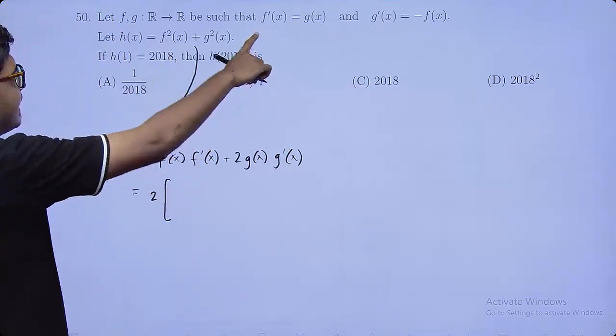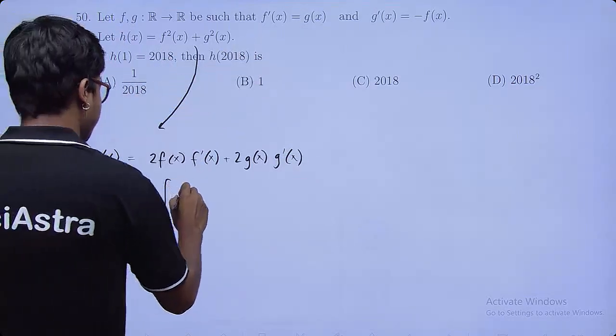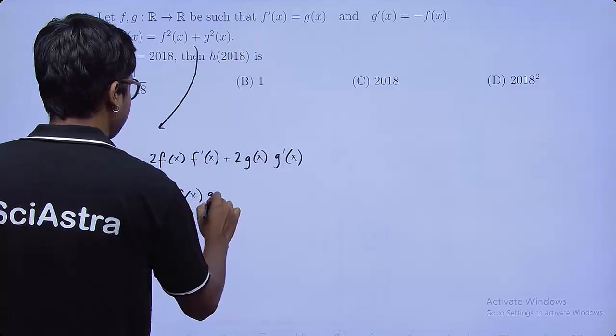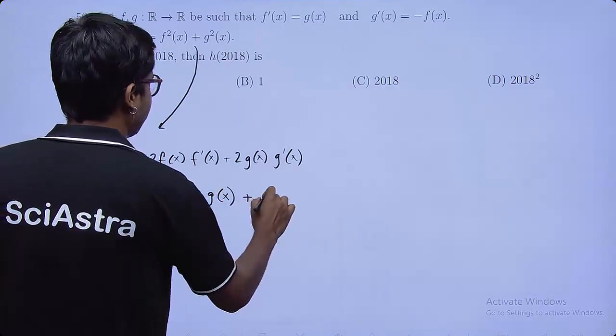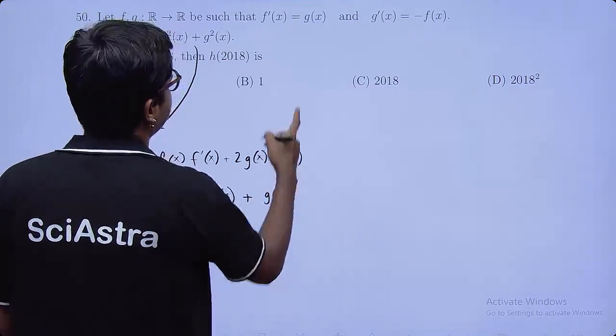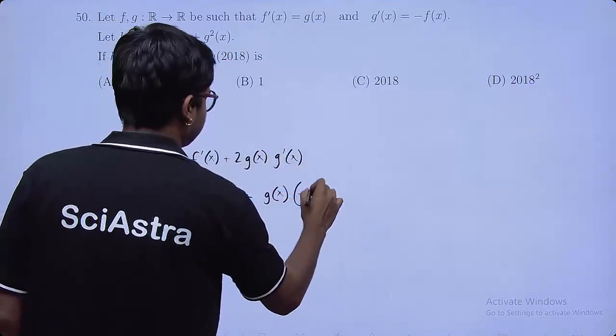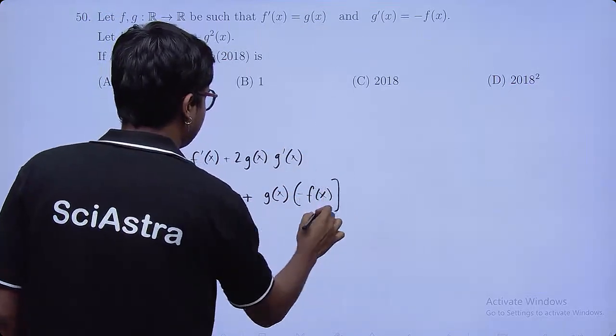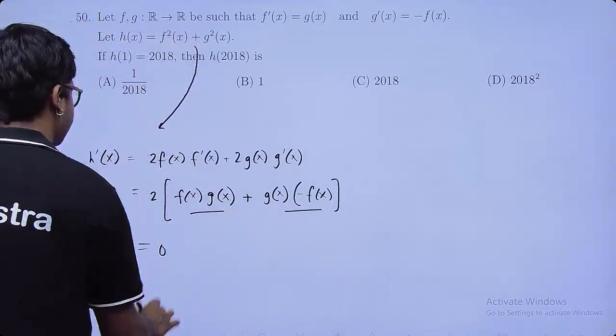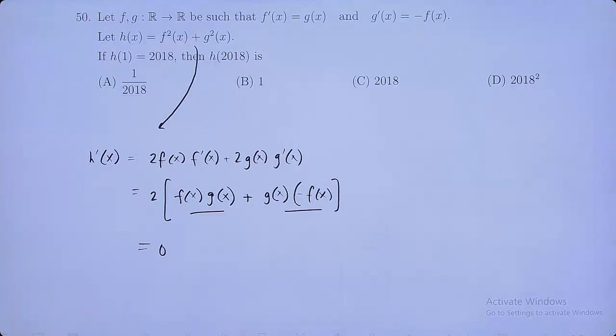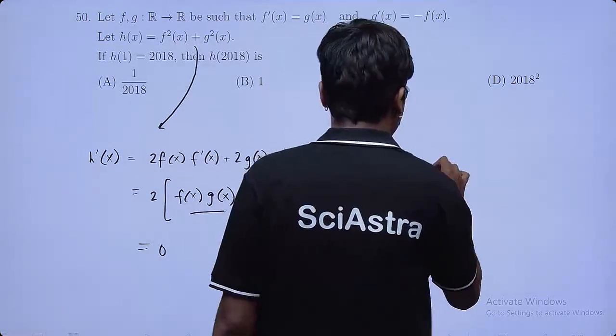Now look, f' is given to be g(x), right? So if I replace that value, I'll get f(x) times g(x) here. Similarly, in the second one, g(x) times what is g'(x)? g'(x) is minus f(x). So this and this will cancel out, which means h'(x) is equal to 0. If h'(x) is equal to 0, this means that h is equal to some constant.